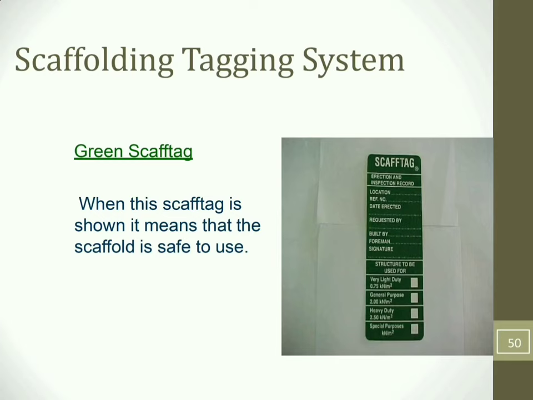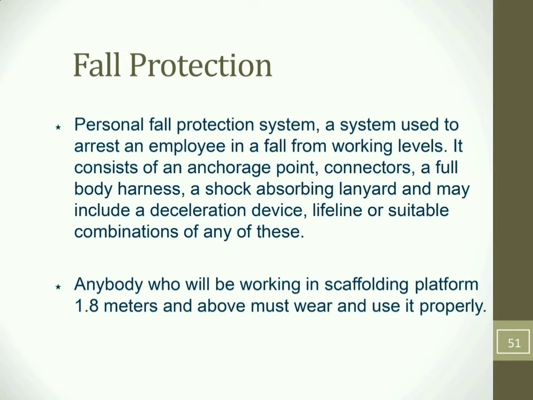And the fall protection. A personal fall protection system is a system used to arrest an employee in a fall from working levels. It consists of an anchorage point, connectors, a full body harness, a shock absorbing lanyard, and may include a deceleration device, lifeline, or suitable combination of any of these. Fall protection means not only the full body harness, but also safety nets. For high-rise buildings, we need to ensure that external fall protection nets are provided or not. That is a big topic. Right now I am mentioning only the full body harness. Above 1.8 meter height, the full body harness is very important.